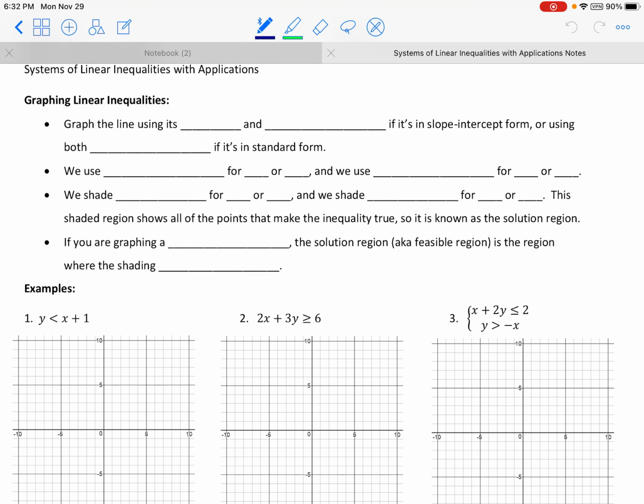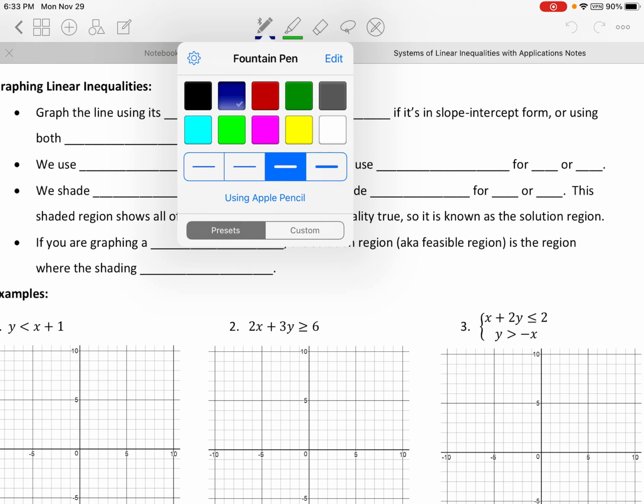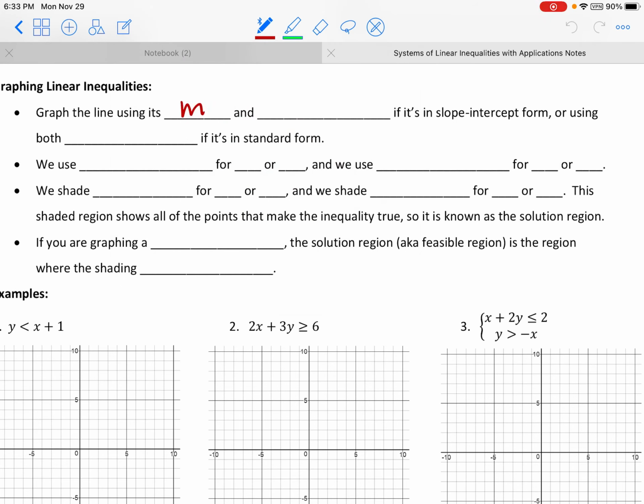So we are going to graph our line, and I'm going to go ahead and use m and b, the slope and y-intercept, if it's in that slope-intercept form. And again, that's just going to be our m and b. If we wanted to also just use x and y intercepts, if it's in standard form, then we can graph that way.